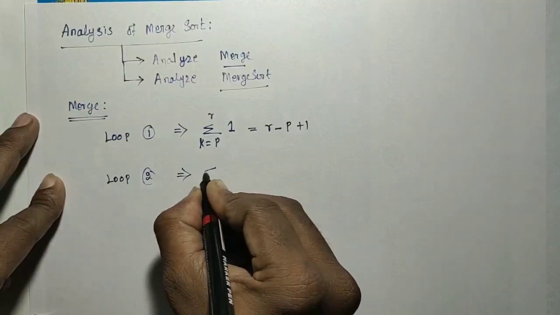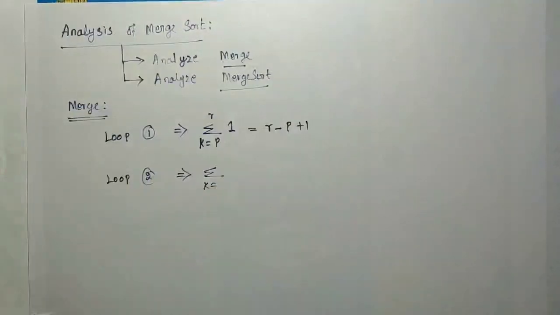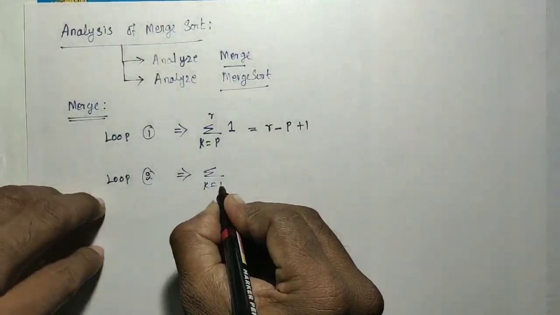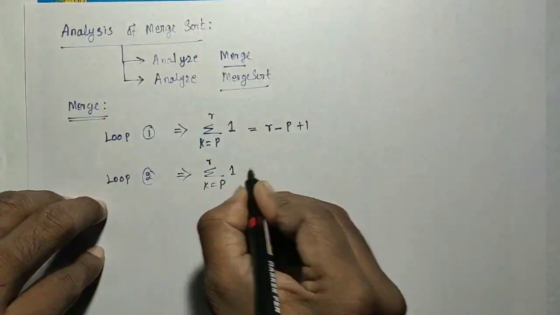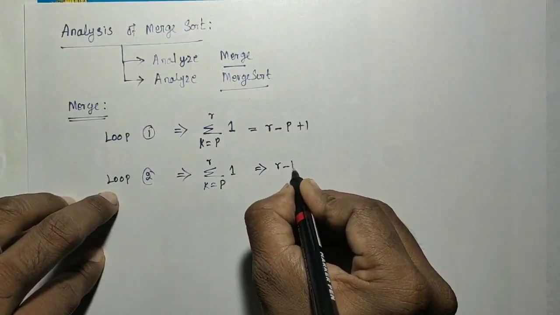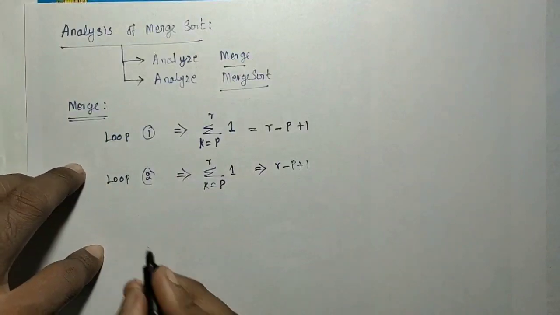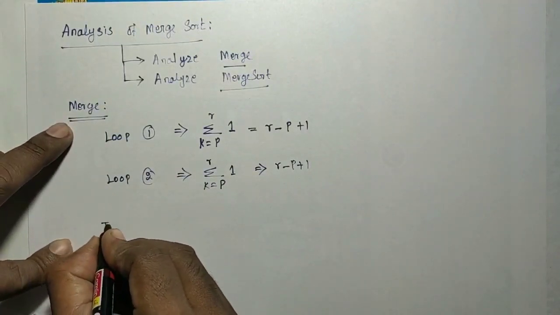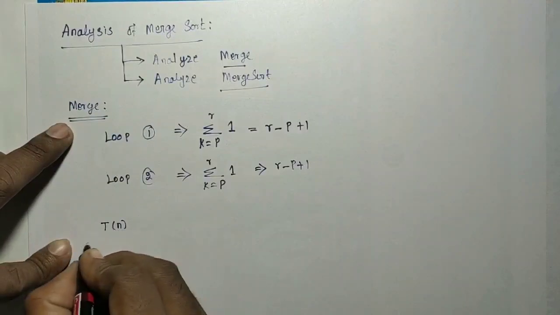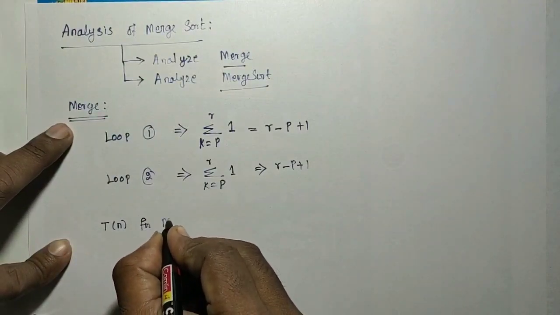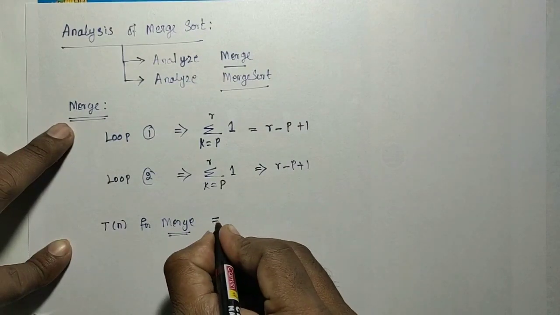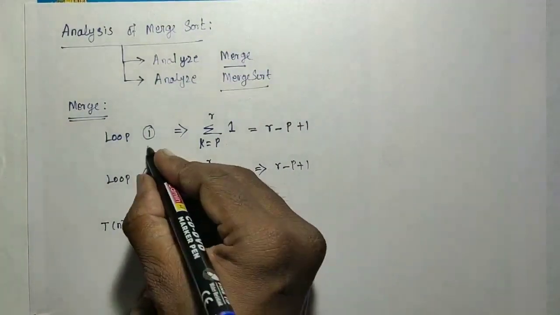Similarly, loop 2 number of iterations will also be calculated like this. You see that loop 2 is also k equal to P to R, so the sum of k equal to P to R of 1, so we can write R minus P plus 1. So the time complexity T of n for the merge algorithm, not the merge sort algorithm, the merge algorithm, is equal to 1 plus 2.